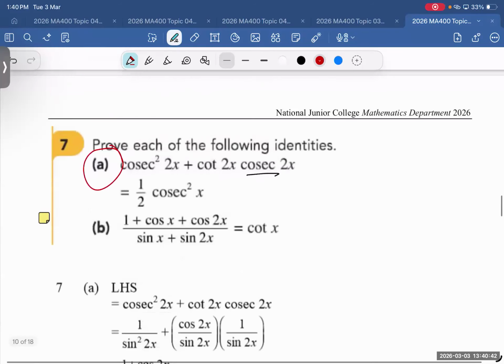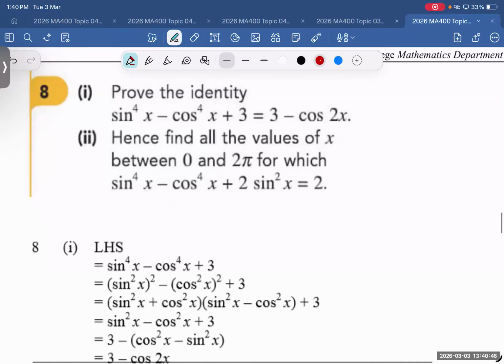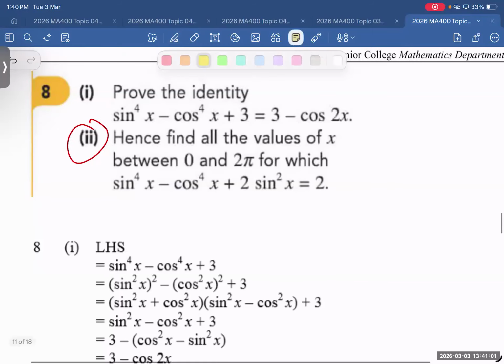Question A, part 1, part 2. Part 1 okay. Part 2 also okay.